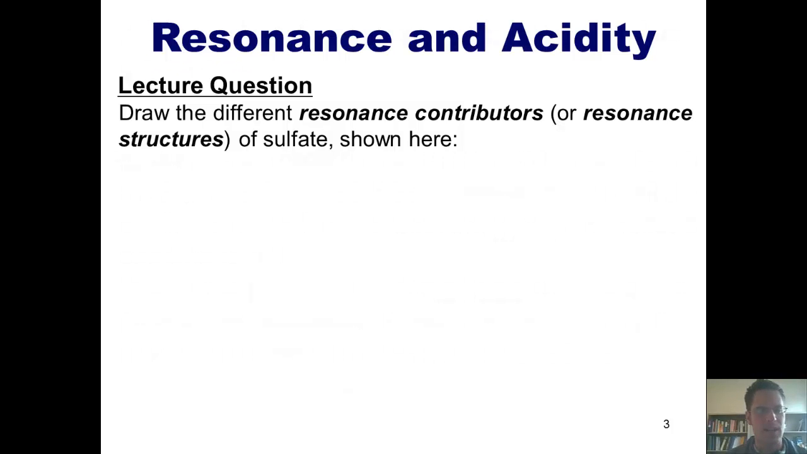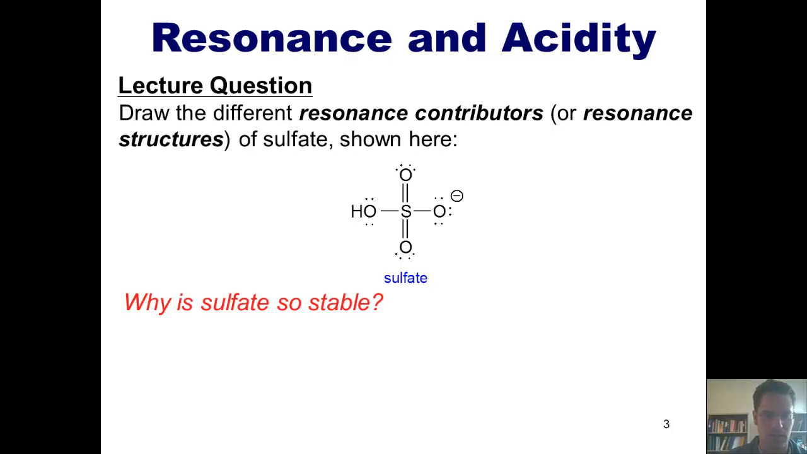Alright, so I want you to imagine that I ask you this question. Draw the different resonance contributors or resonance structures of sulfate shown here. I'm not going to do that, but I only wish to mention that you should, from our previous lectures, have the knowledge necessary to do that. Here's the real question. Why in the world is sulfate so stable? Of course, the answer is because of all of its resonance structures. That negative charge on this oxygen shown here is not localized to that oxygen, but is in fact delocalized and shared by all three of those resonating oxygens.